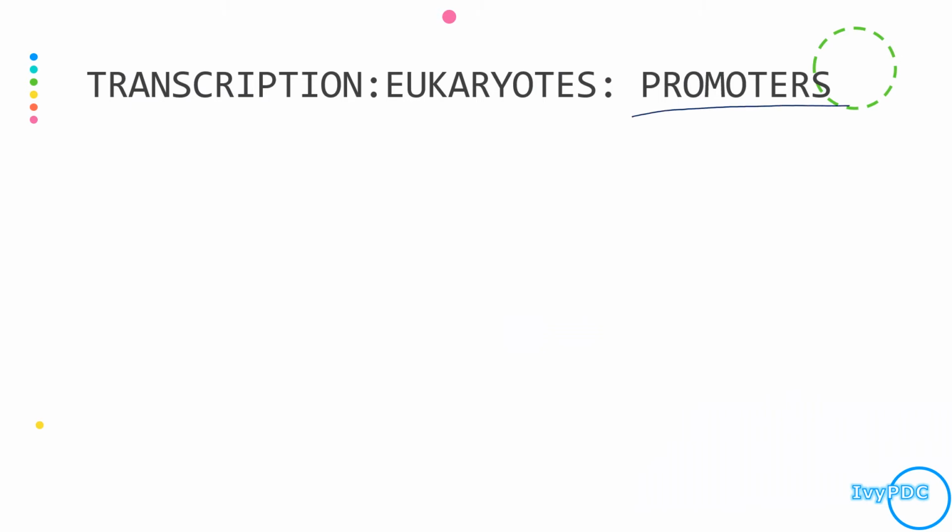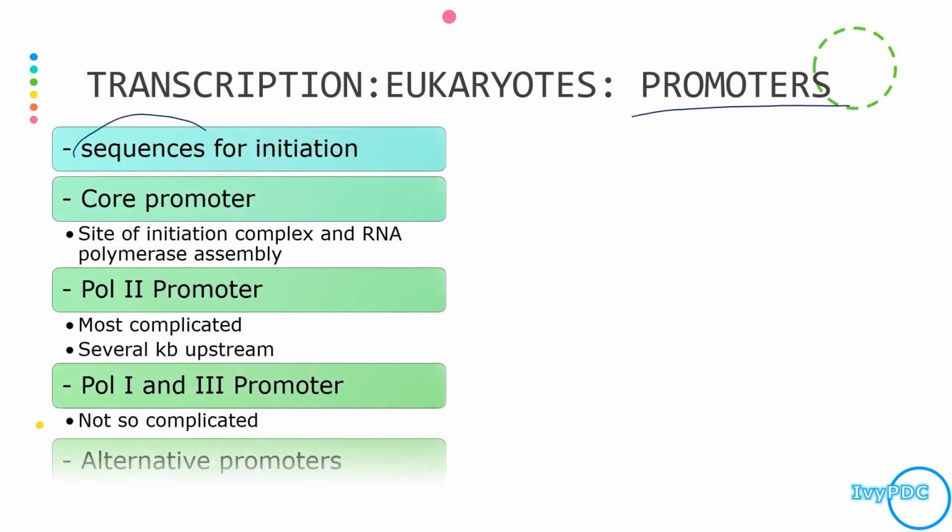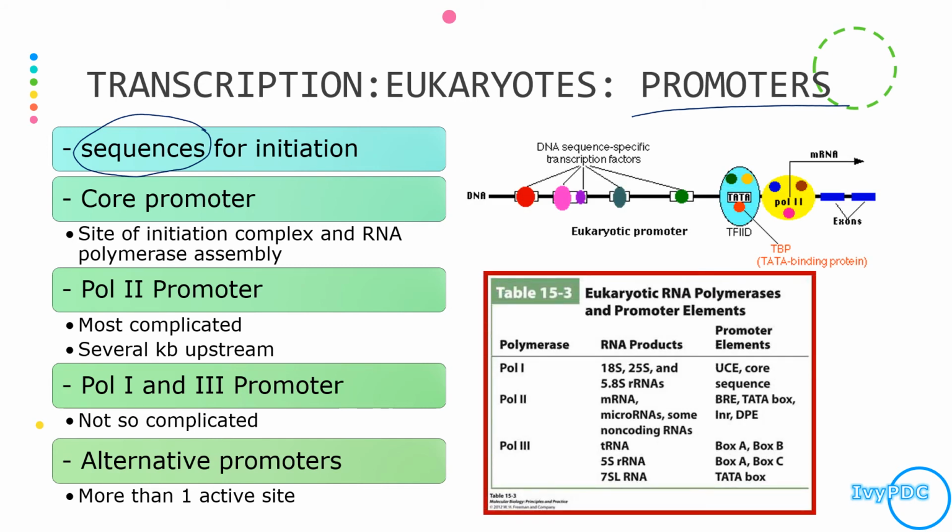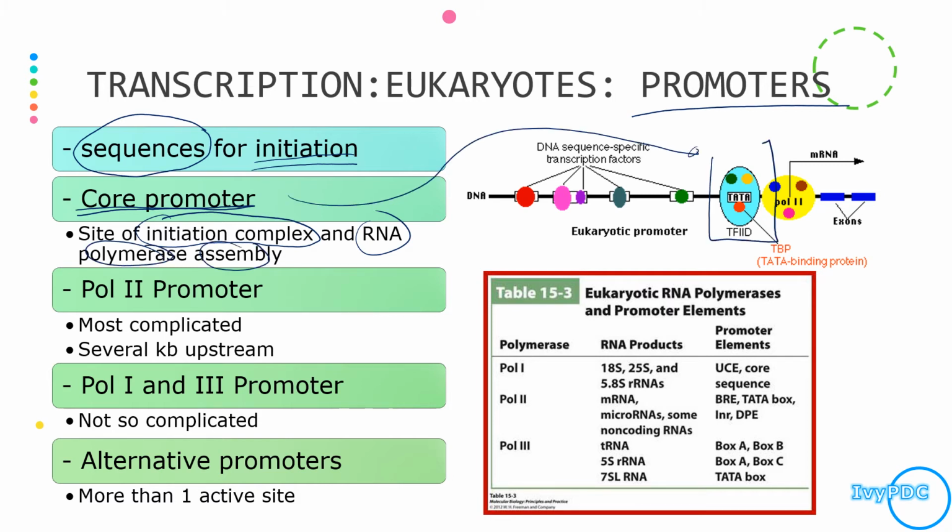Next are the promoters, and these are DNA sequences that are recognized by the RNA polymerase for the initiation step. For eukaryotes, we have the core promoter, and this is the site or the place in the DNA where the initiation complex, the one that was just described earlier, and the RNA polymerase would assemble. So in this DNA sequence, it would be in this site where the TFIID would bind to the TATA box. So this is the core promoter.